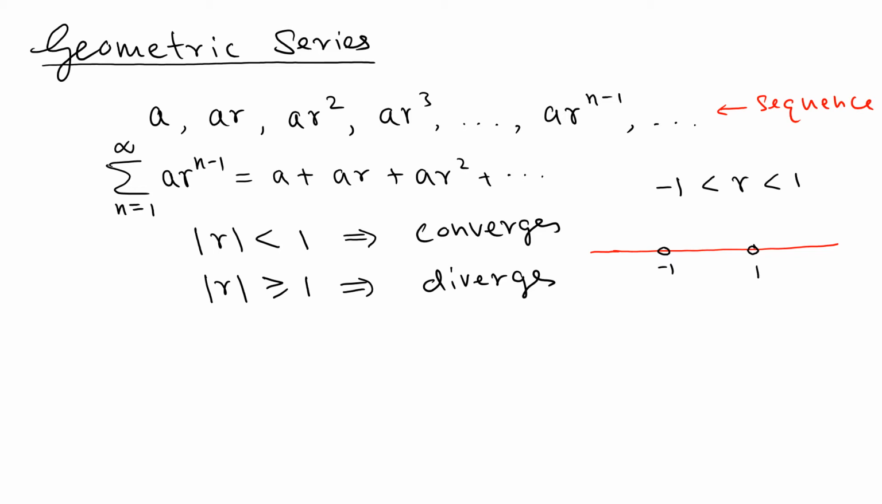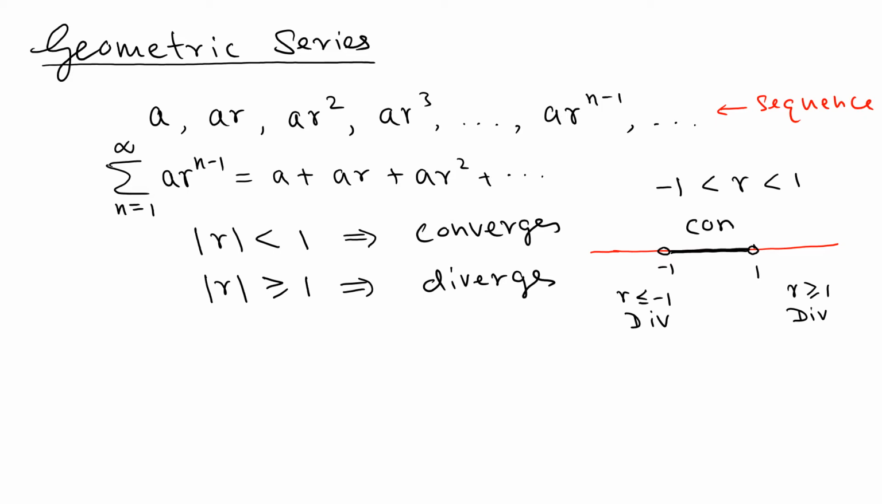You can see that the series converges only in this region. That's where the series can converge. Outside, when the absolute value of r is greater than or equal to 1, so r is greater than or equal to 1 or less than or equal to negative 1, on those two sides the series diverges. So diverge and diverge. That's about the geometric series.